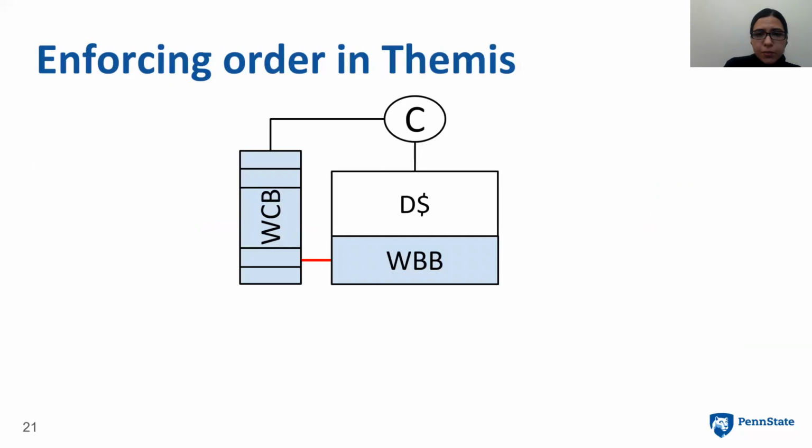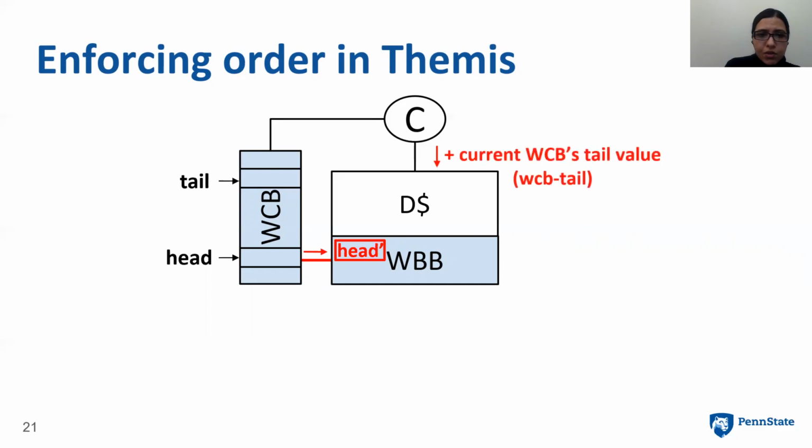To enforce the non-temporal to temporal ordering in Themis, we assume WCB to be a circular buffer with head and tail, and any update to head will be propagated to WBB through the Themis communication link. As a result, WBB always has the latest head value, which is shown by head prime in the slide. Moreover, the current tail value of the WCB is appended to the incoming request to L1. And also, we extend L1 cache blocks to maintain this value, which we call WCB tail. This results in less than 1 kilobyte hardware overhead.